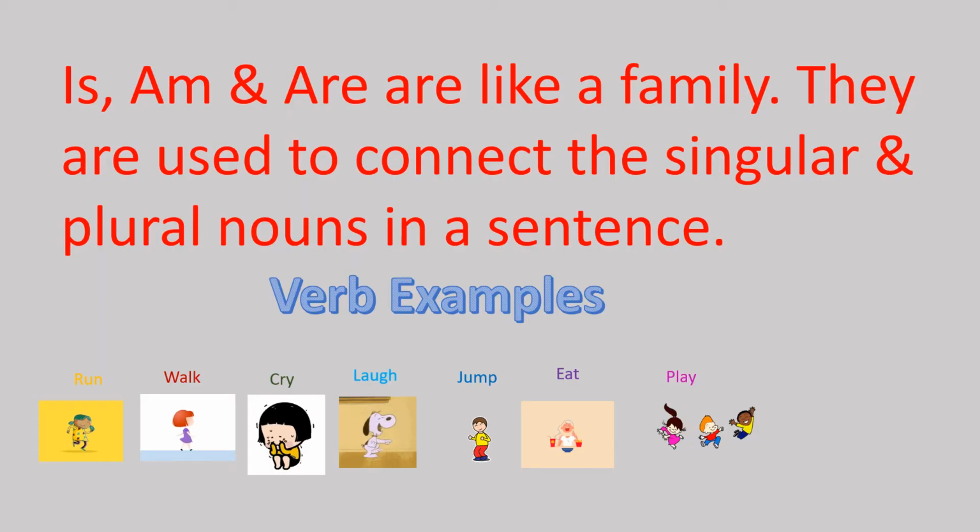I will also say that is, am, and are are like a family. Is, am, and are are used to connect the singular and plural nouns in a sentence. Some examples for verbs: run, walk, cry, laugh, jump, eat, play. They are action words. They show the action of the noun.